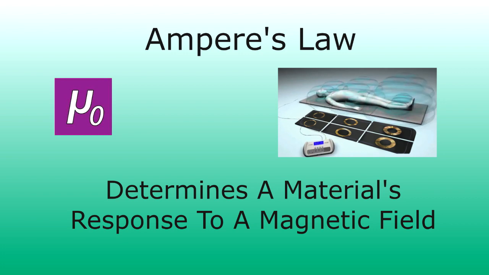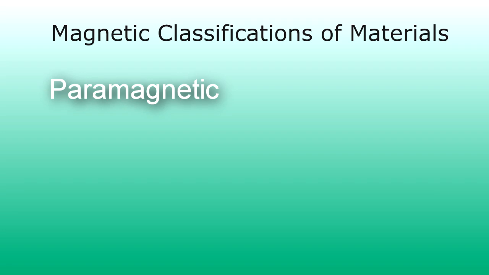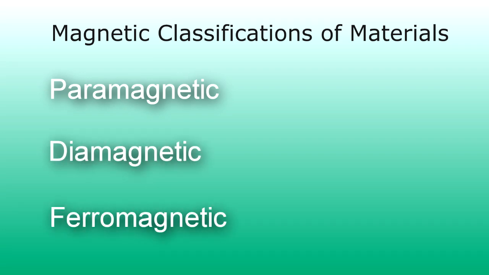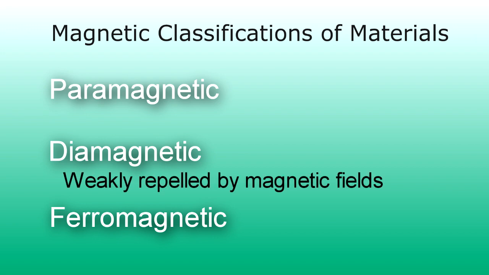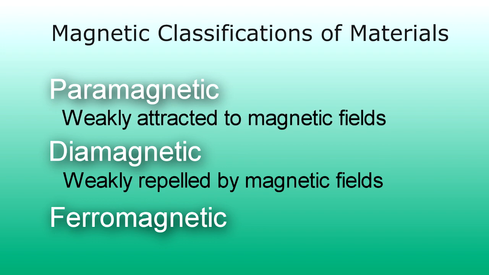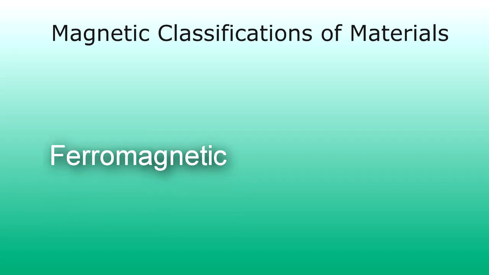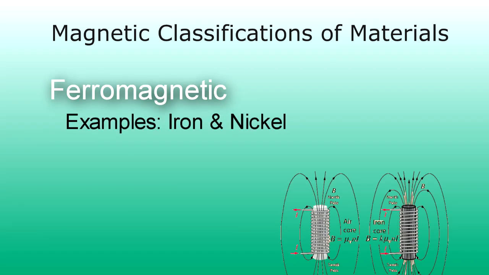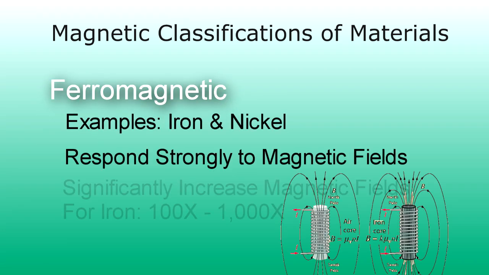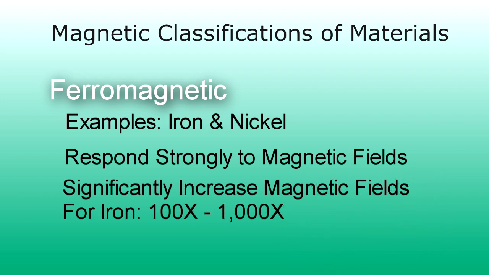So, magnetic classifications of materials. In terms of magnetism, materials are classified as paramagnetic, diamagnetic, or ferromagnetic. Now, diamagnetic materials are weakly repelled by magnetic fields, but just very weakly. Usually it's like 0.999997 in the case of, say, gold, silver, or copper. Paramagnetic materials are weakly attracted to magnetic fields, but again, they're just going to be slightly greater than 1, like 1.00002. Now, ferromagnetic materials like iron and nickel, especially iron, respond strongly to magnetic fields. In fact, they increase the magnetic field very significantly, hundreds to thousands of times in the case of iron.